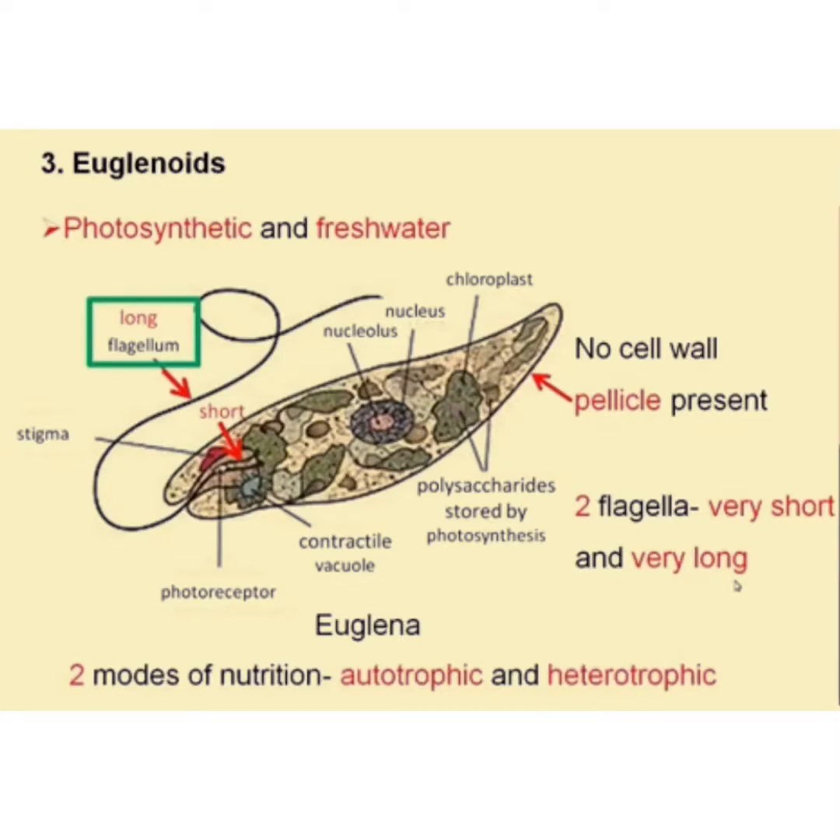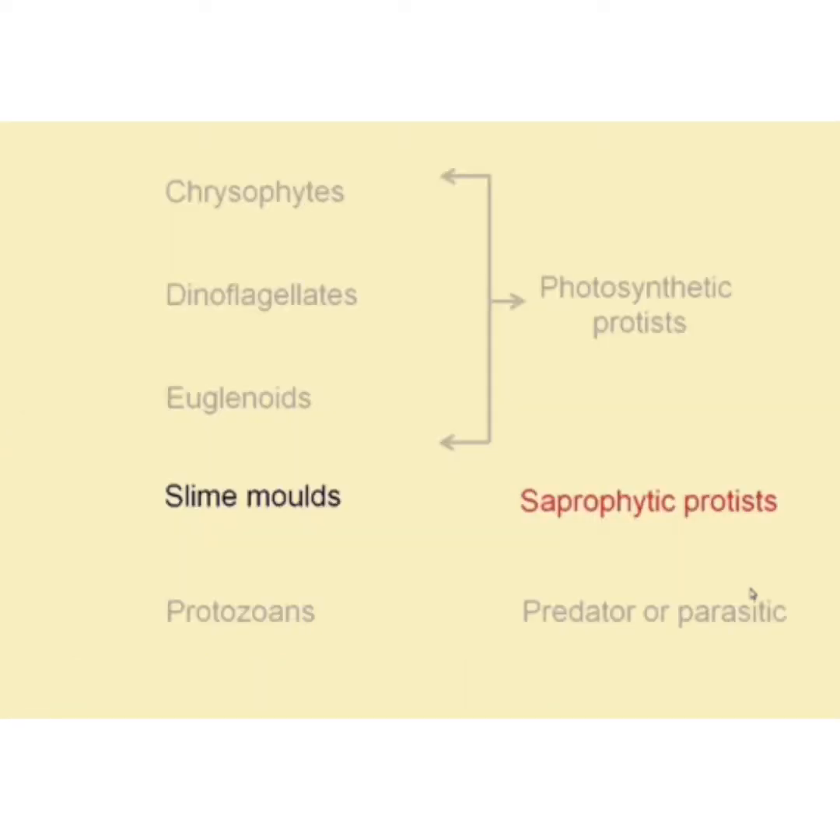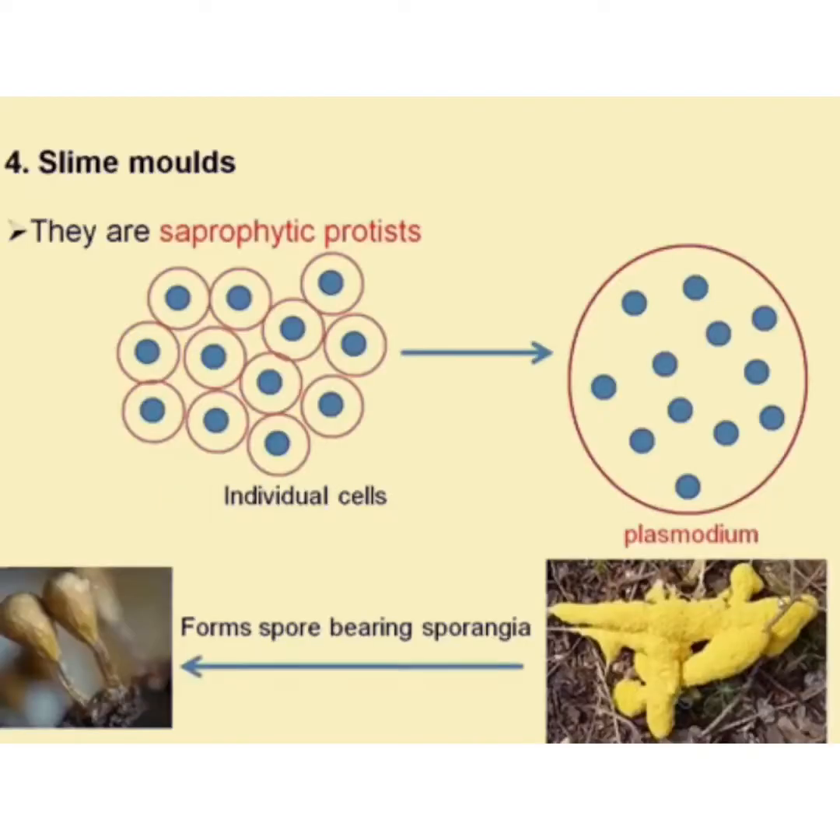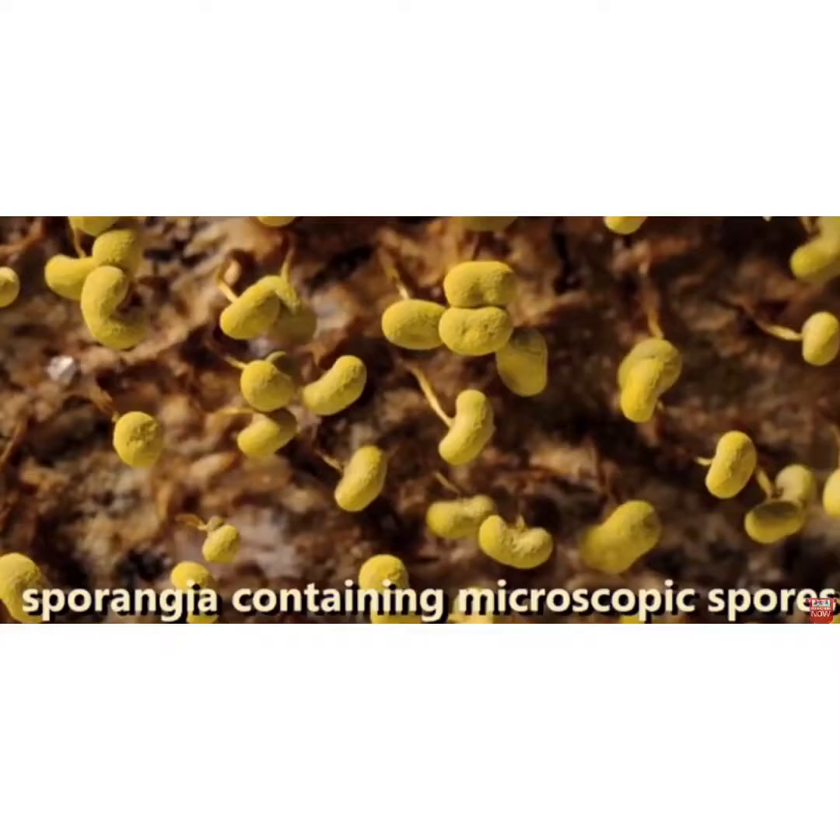Next group is of slime molds. Slime molds are saprophytic protists, and on the onset of favorable conditions, the individual cells form aggregated structures which are multicellular plus vegetative. They are known as plasmodium and they grow in a huge mass wherever they are present, and then they form the fruiting body that is called sporangia, which bears the spores.